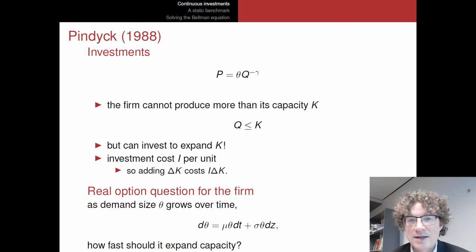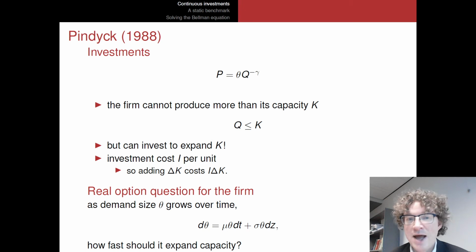Now, as demand grows, so as this theta parameter grows, I might like to be able to produce a little bit more, produce more than my capacity. Well, what do I need to do? Well, I need to expand my capacity, right? I need to expand K. I need to build a new power plant, for instance. Well, what does that mean?